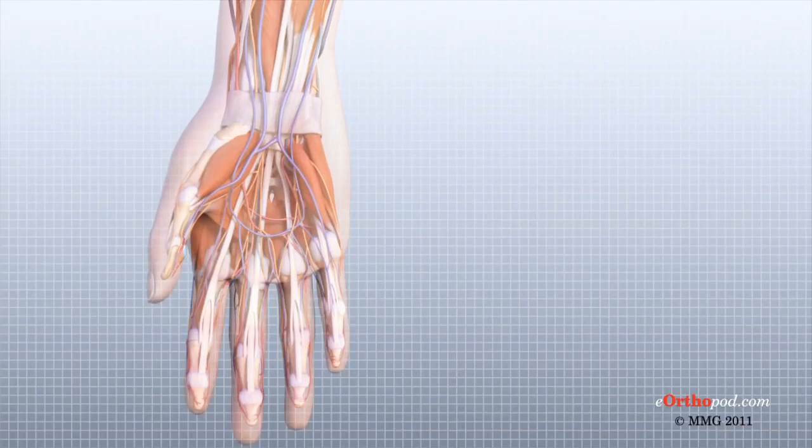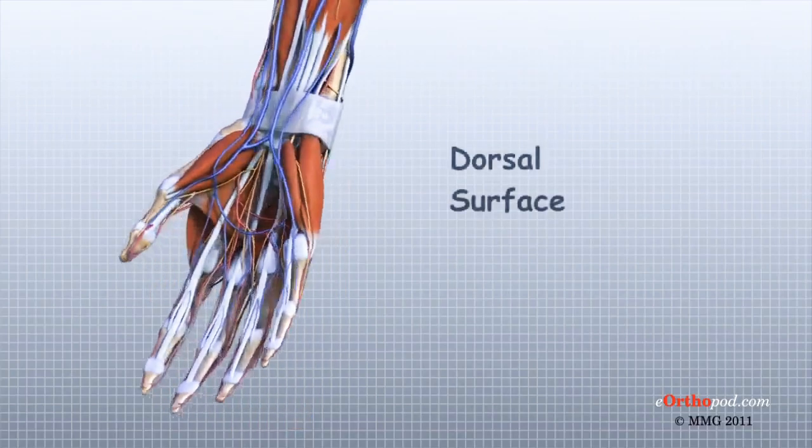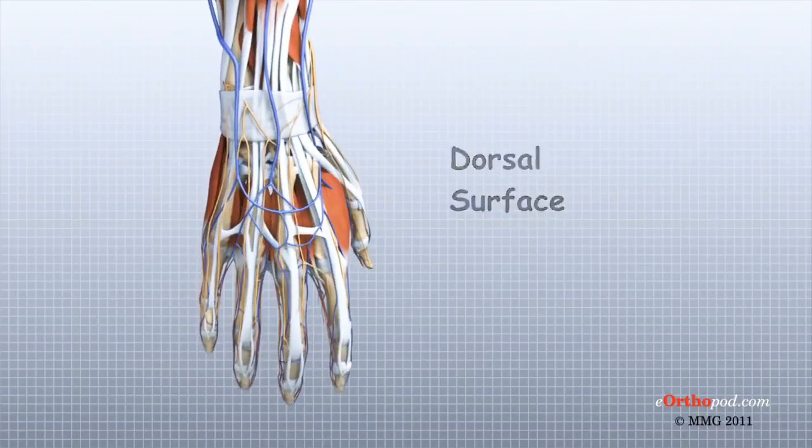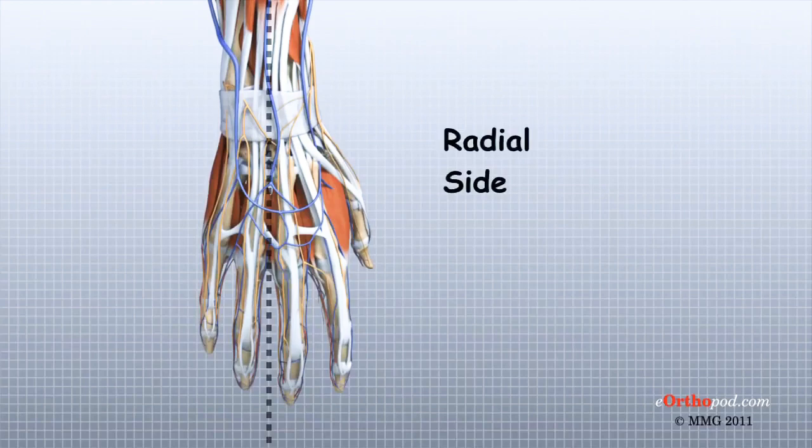The front or palm side of the hand is referred to as the palmar side. The back of the hand is called the dorsal side. The half of the hand from the middle finger to the thumb is called the radial side. The other half is called the ulnar side.